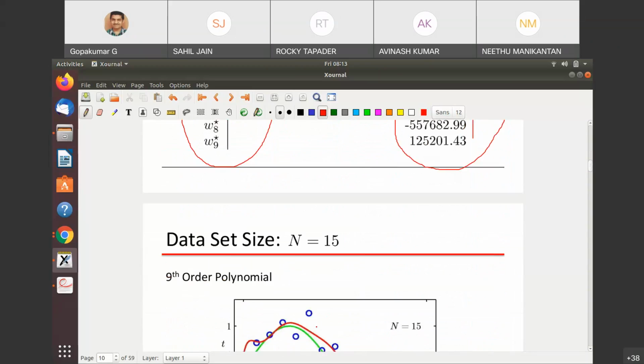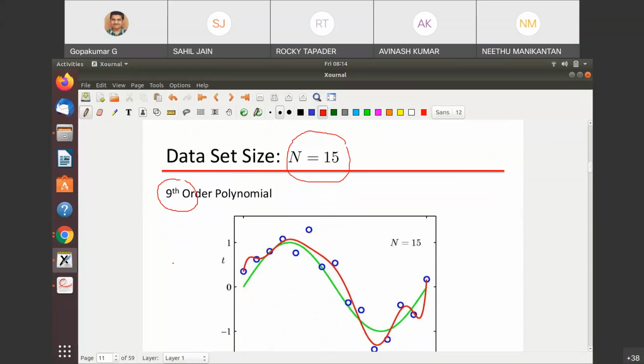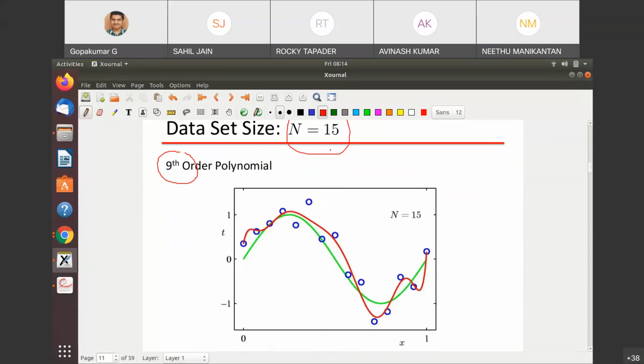Suppose we have a scenario where we have more data. Instead of 10, suppose we have 15 data points from the distribution that we consider, and suppose we consider m is equal to 9 itself. We are trying to see what will happen to the overfitting when the size of the data set is increased. Here we can see that with more data, 15 instead of 10, with m is equal to 9 itself, the overfitting problem is reduced.